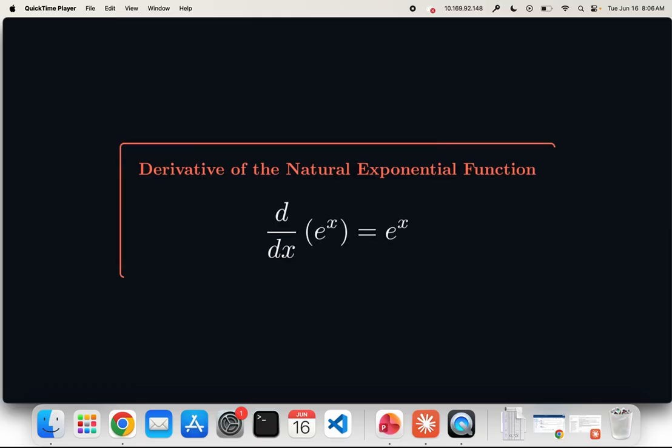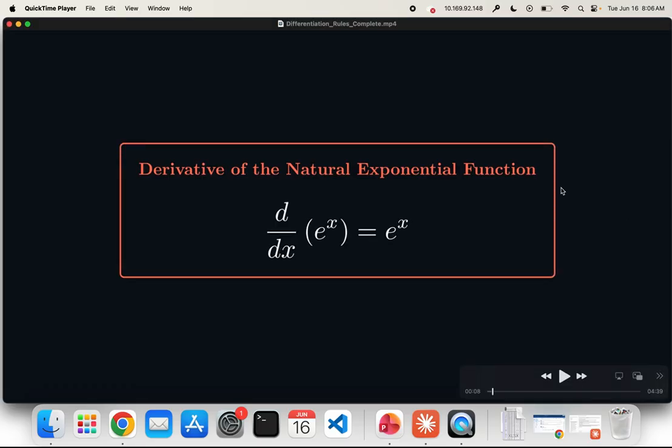Okay, so the first rule we're going to learn today is the exponential rule, which is that when you differentiate e to the x, this is one of the simplest rules that we will learn, the derivative is actually the same as e to the x. So this is the only function where when you differentiate it, it stays the same.